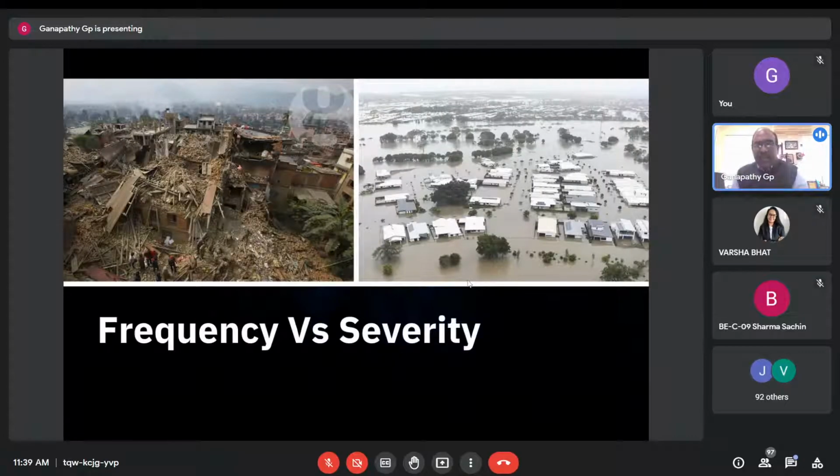Another one is frequency versus severity. Earthquakes may happen at any time, but the frequency is very low compared to an event like a flood. A flood may happen every year due to heavy rain and other causes. But in the case of a major earthquake, you may need to wait a 100-year or 200-year return period.